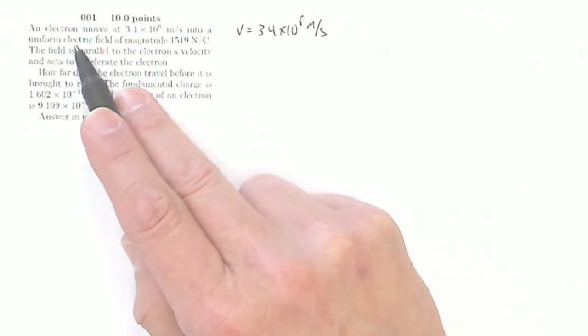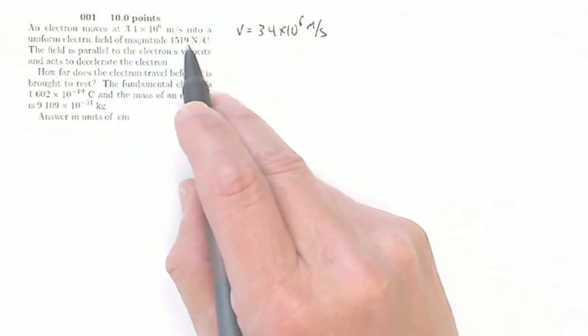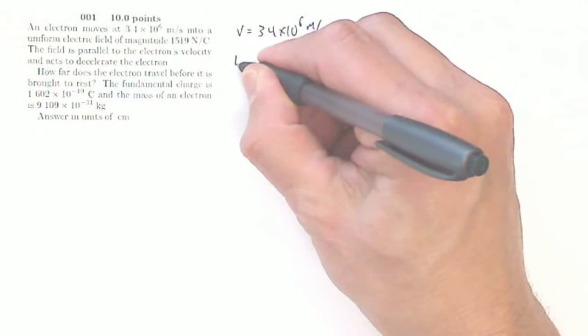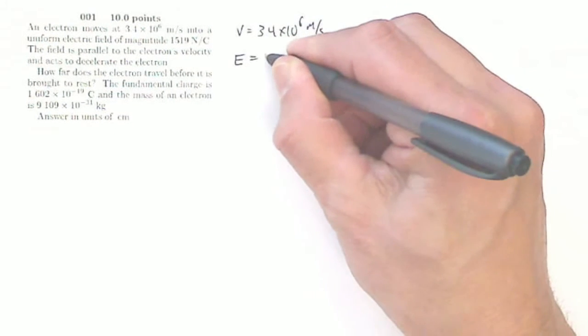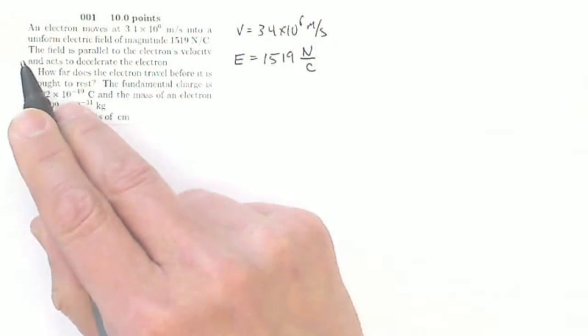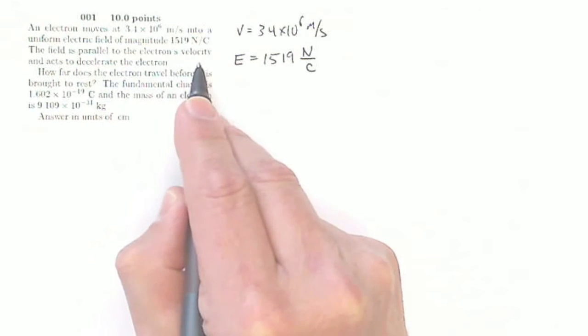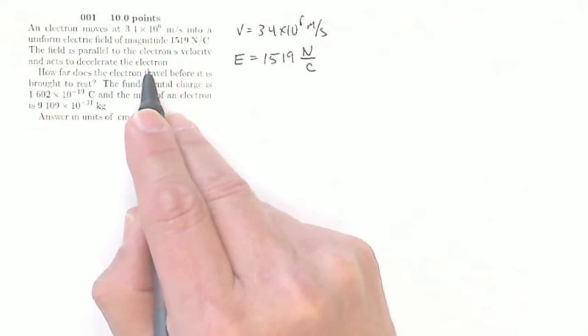Uniform electric field means I'm not going to use my point charge equations, of magnitude 1519 newtons per coulomb. So that is my electric field strength, 1519 newtons per coulomb. The field is parallel to the electron's velocity and acts to decelerate the electron.